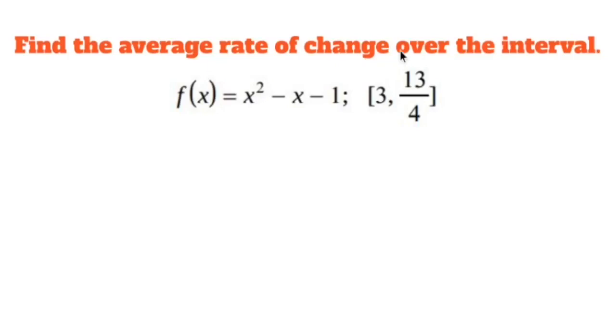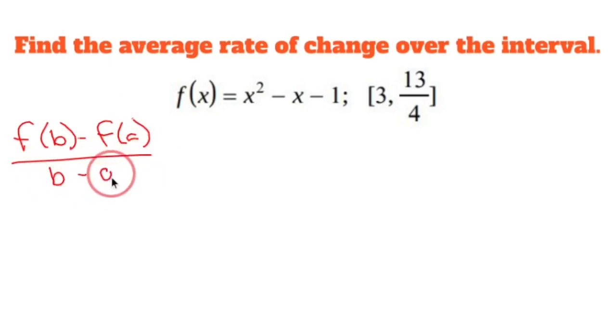Find the average rate of change over the interval 3 and 13/4. Well, that's going to be fun, especially because my function has a square in it. Average rate of change, what is that? Well, it's basically slope. And the way you find average rate of change is you do f of b minus f of a over b minus a. Now, what's b and what's a?